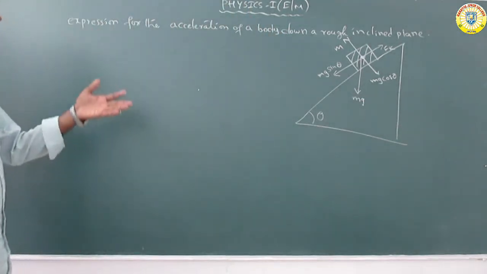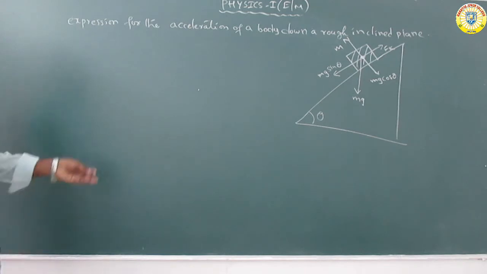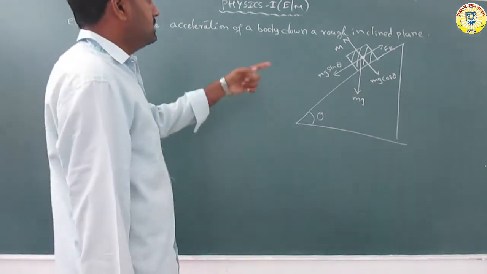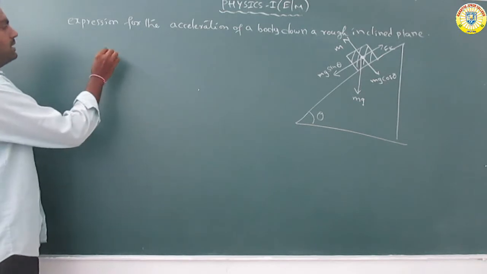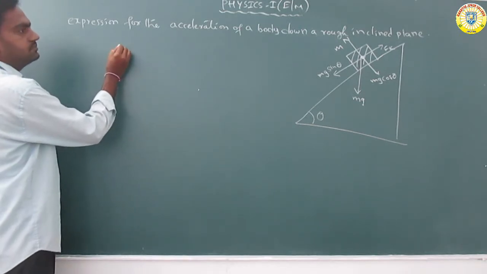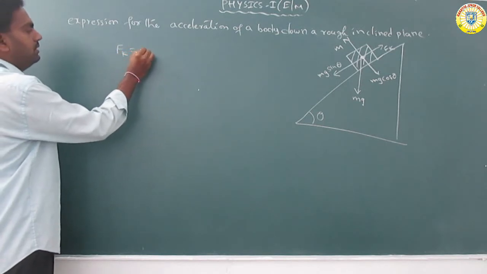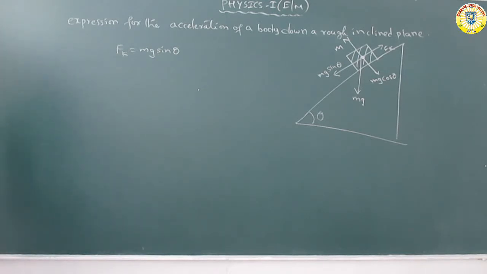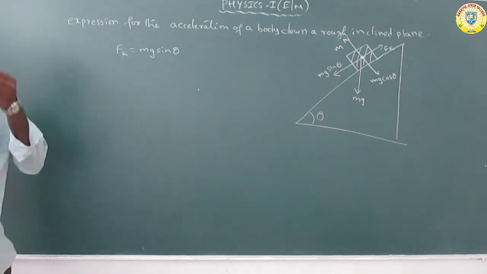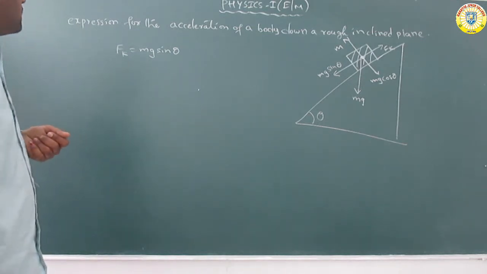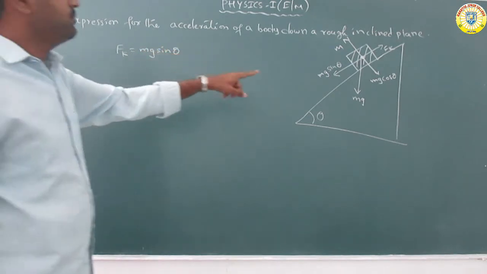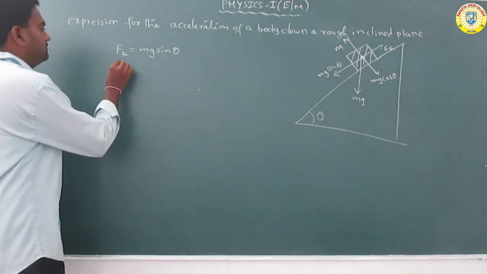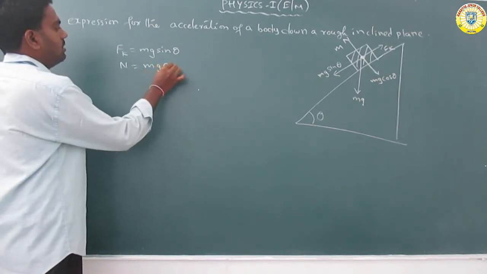Now consider the body of mass m placed on an inclined plane. The force acting, Fk, is equal to mg sin theta. Fk is equal to mg sin theta. So the two forces are equal, and also N is equal to mg cos theta.